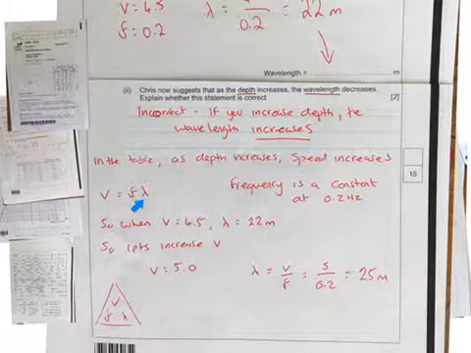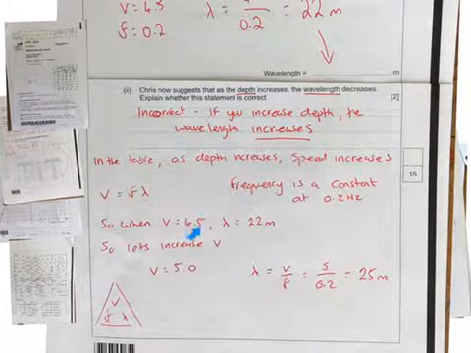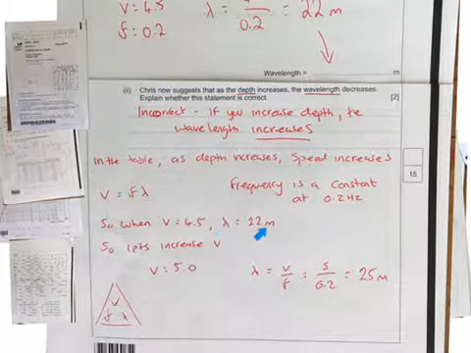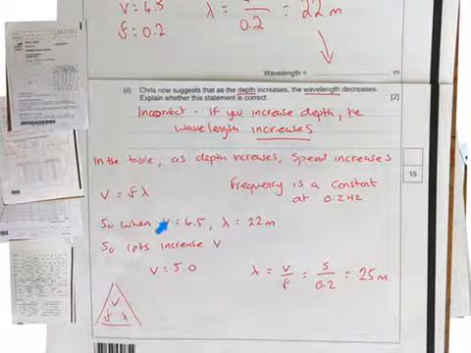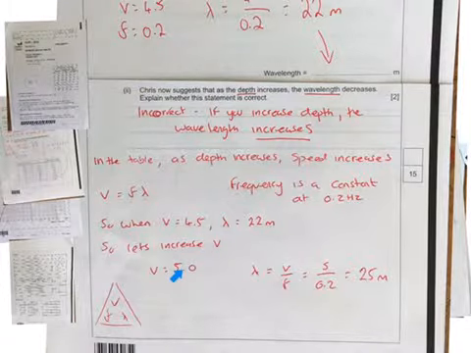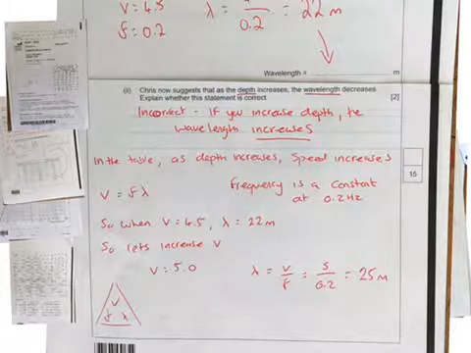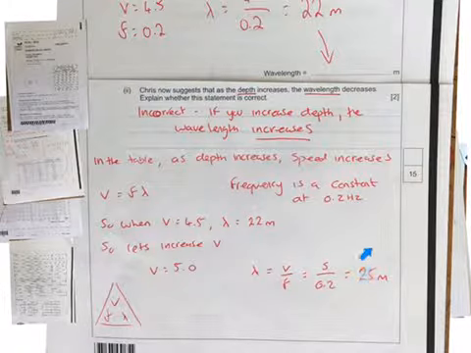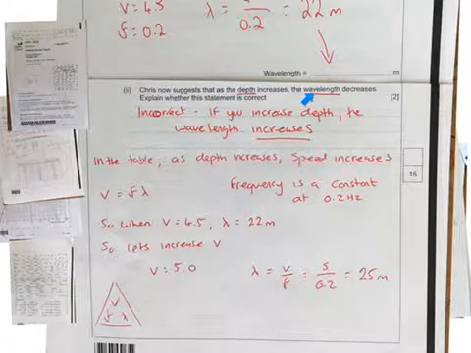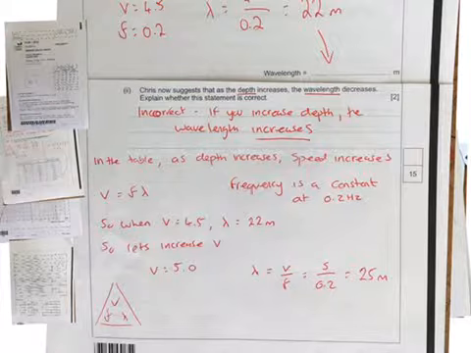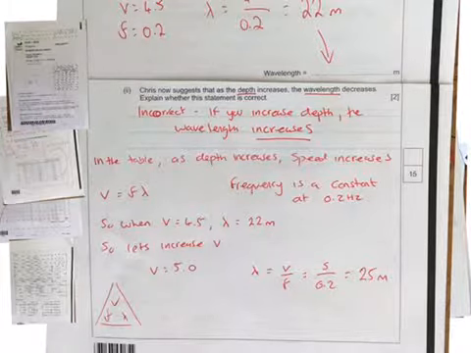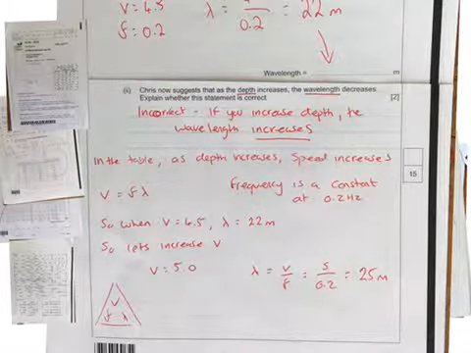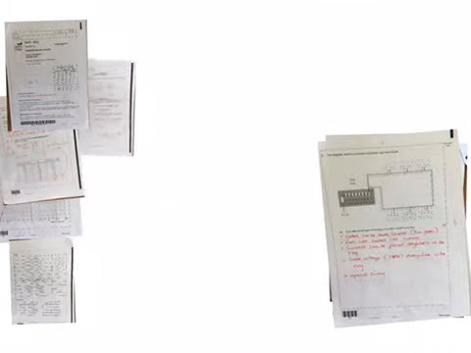So there's my formula for wave speed, frequency, and wavelength. So when V equals 4.5, the wavelength equals 22. So let's increase V now to 5 and see what happens with my wavelength. And when I do that, the wavelength also goes up, look. So he's wrong to say that the wavelength decreases because it's actually increasing. So as my wavelength increases, my depth increases. And that's that question there.